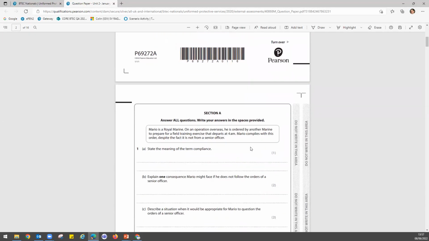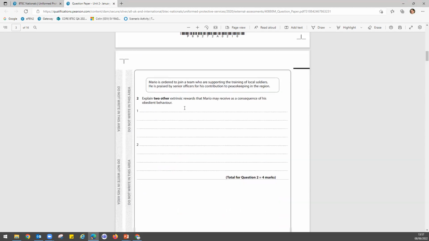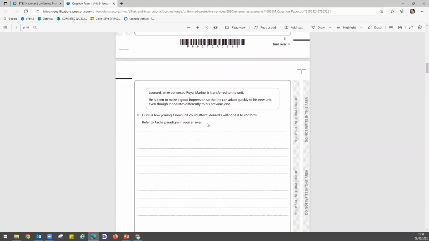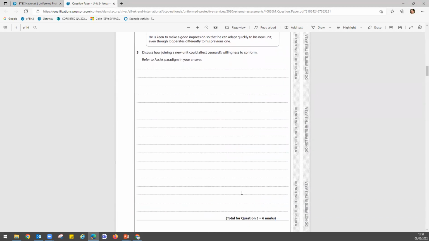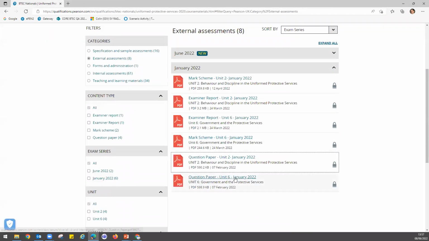Okay, so on here, as you can see, you've got the 1 mark, 2 marks, where they've got this scenario at the top of Mario being a Royal Marine. And that scenario follows itself all the way through this section. This is the kind of extended response. If the learner simply writes everything they know about Asch's paradigm and puts it on the paper, they might get 1 or 2 marks, but they won't move out of that. Whereas if they talk about that in relation to Leonard's willingness to conform, then that's when they get into the higher mark bands.